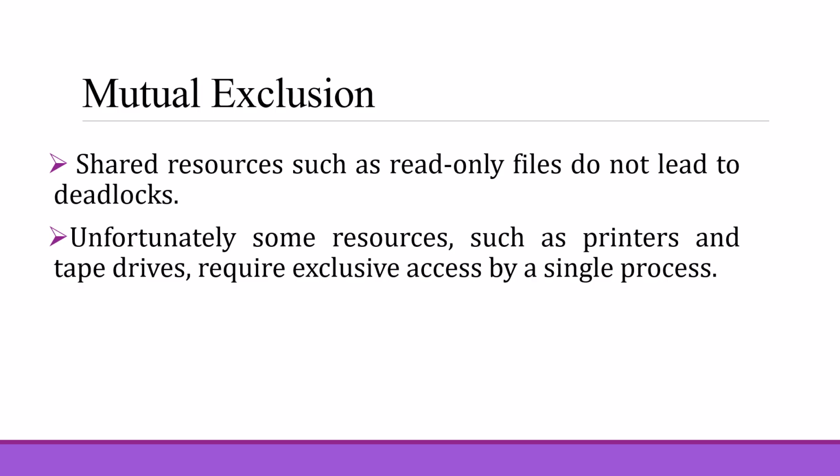And the next one is mutual exclusion. This means only one process can use a resource at a time. In many cases, we can't avoid this, like when a printer is being used. But for some resources, we can design a system to allow sharing, and that helps prevent deadlock.